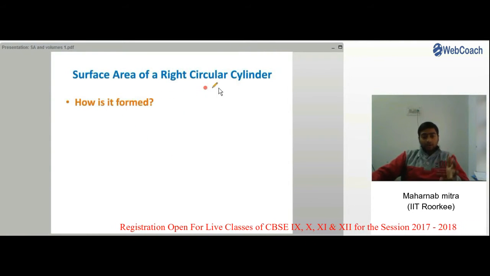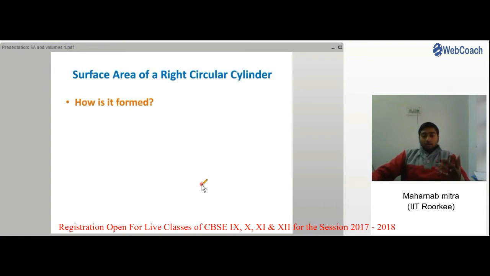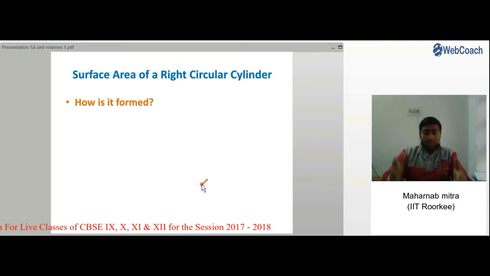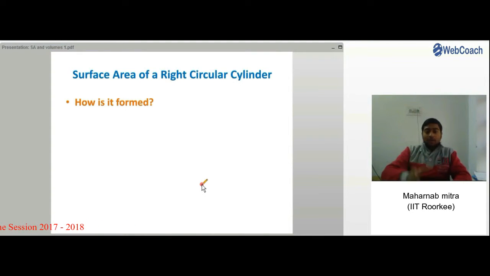So let us move to the next topic, surface area of a right circular cylinder. Now what is a right circular cylinder? We only know about cylinders which have circular top and bottom, right? So what is a right circular cylinder?